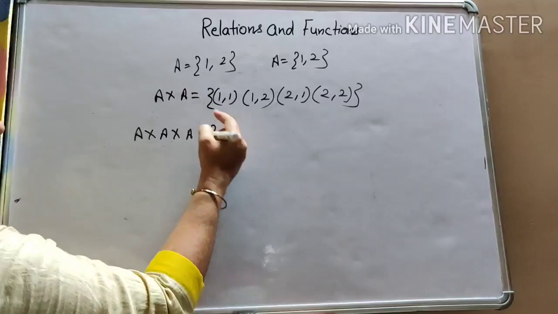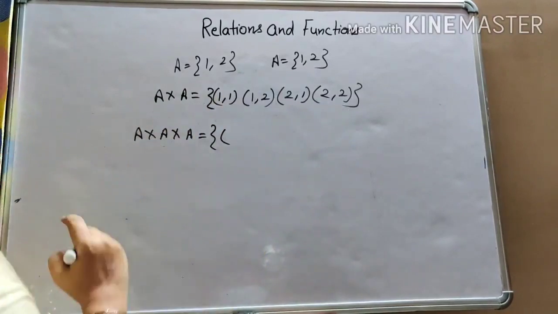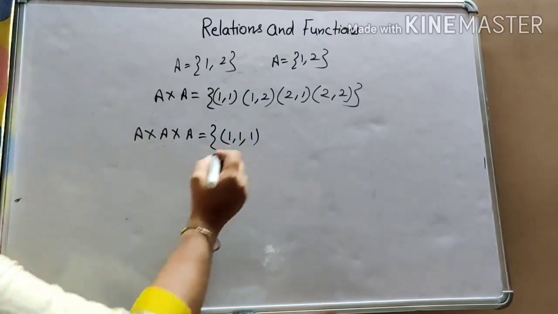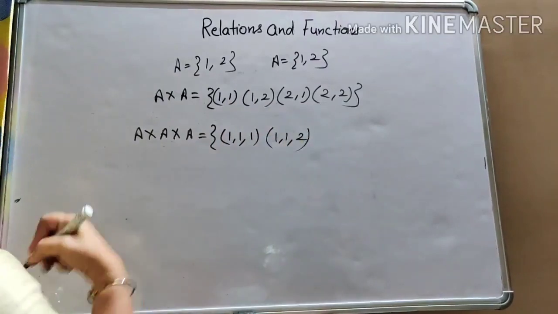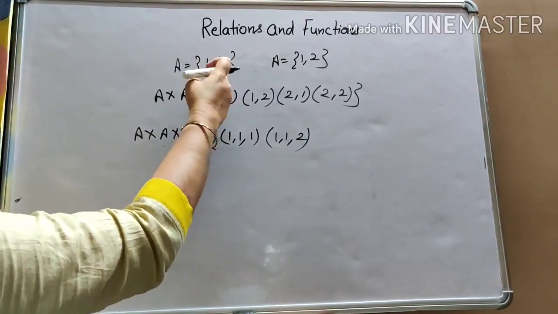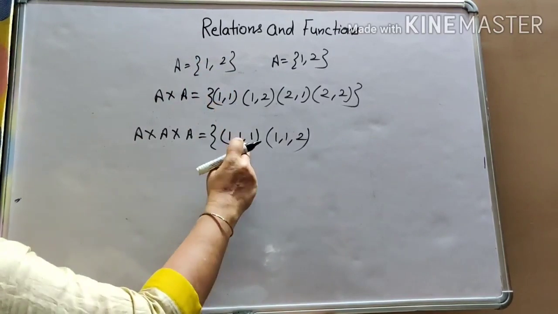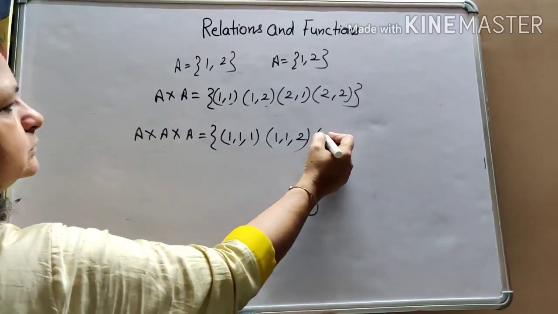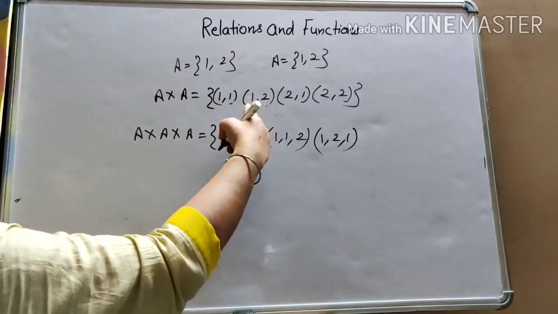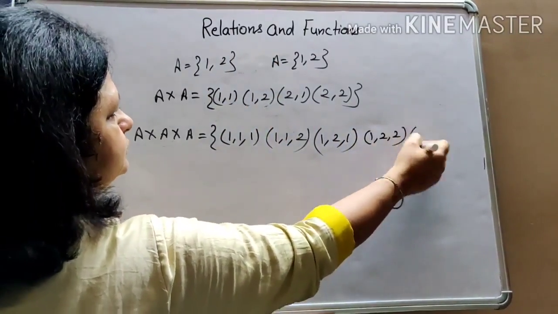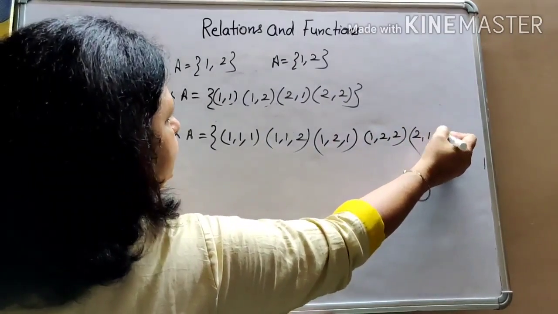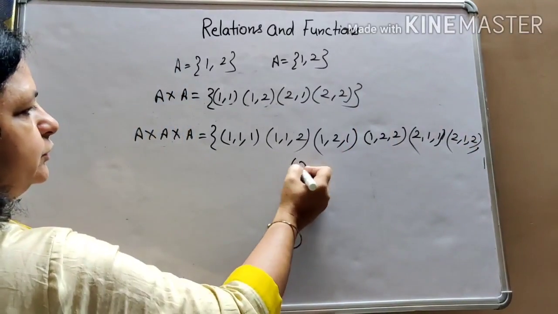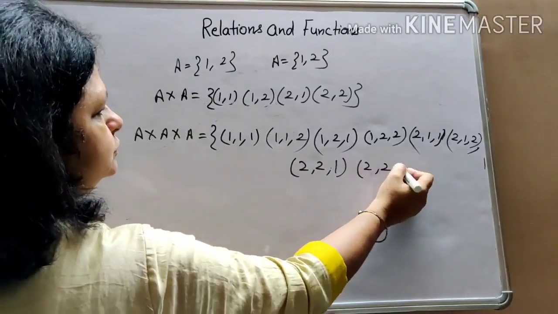And if we have to find A cross A cross A, it means the Cartesian product of A cross A with A. Just make pairs with both the elements: (1, 1, 1), (1, 1, 2), then (1, 2, 1), then (1, 2, 2), (2, 1, 1), next (2, 1, 2), next (2, 2, 1), (2, 2, 2).